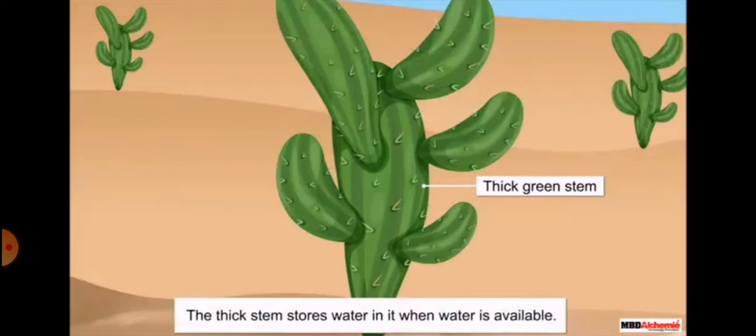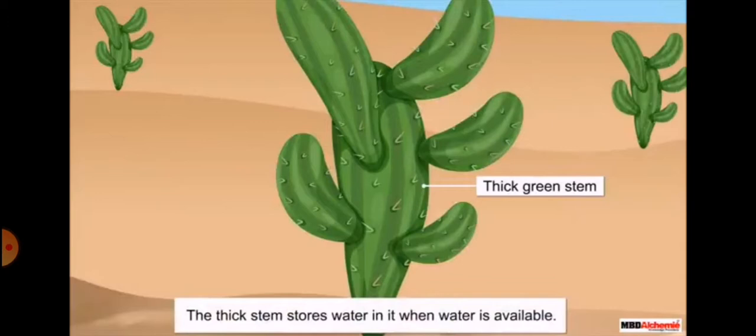Okay, very deep roots. The roots of the cactus penetrate the soil so deeply that they allow it to absorb water from the deep soil. Okay, so these are the adaptations of the cactus to desert life. Clear, girls? So we discussed that the cactus is adapted to desert life.